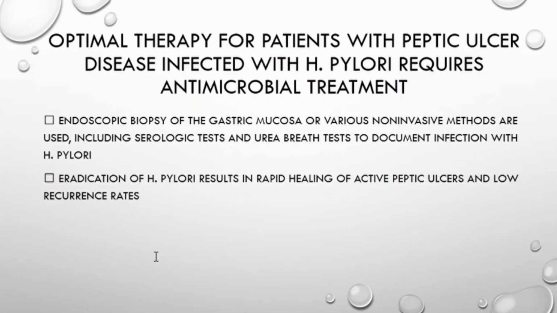The optimal therapy of a patient with peptic ulcer disease infected with Helicobacter pylori requires antimicrobial treatment. An endoscopic biopsy of the gastric mucosa or various non-invasive methods are used, including serologic test and urea breath test, to document infection with Helicobacter pylori. Eradication of Helicobacter pylori results in rapid healing of active peptic ulcer and low recurrence rates.